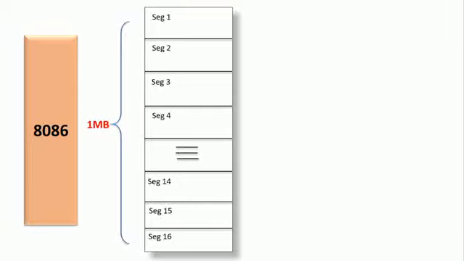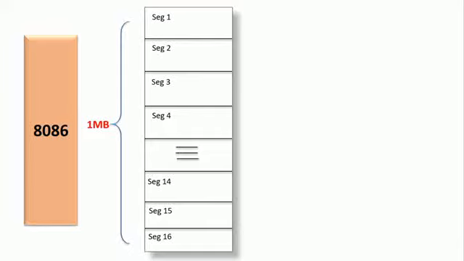So this memory space is virtually divided into blocks, and each block is called a segment. How many segments are there? 16 segments are there. I am naming those segments segment 1, segment 2, segment 3, segment 4, and so on, up to segment 16. Total 16 segments. Each segment size is 64K.